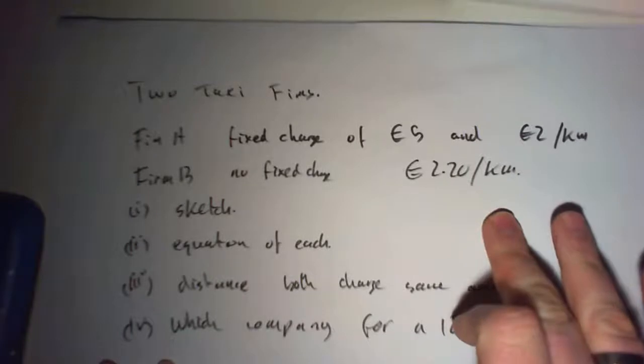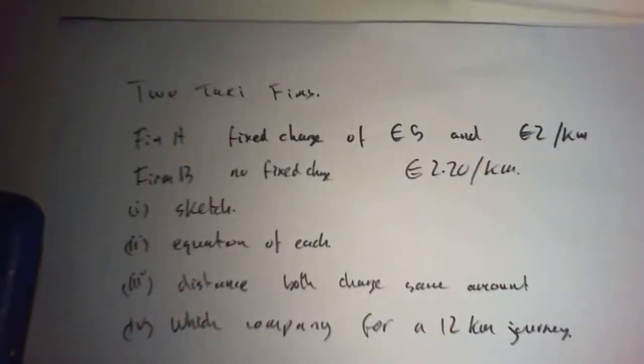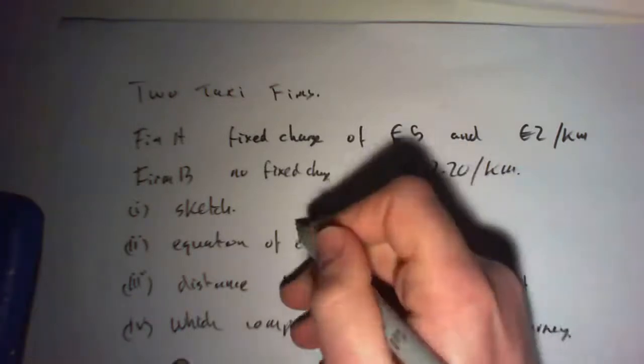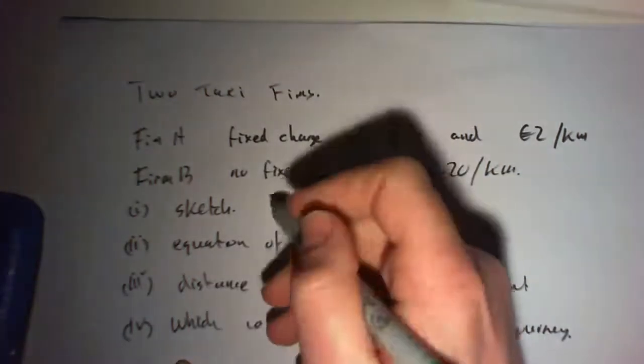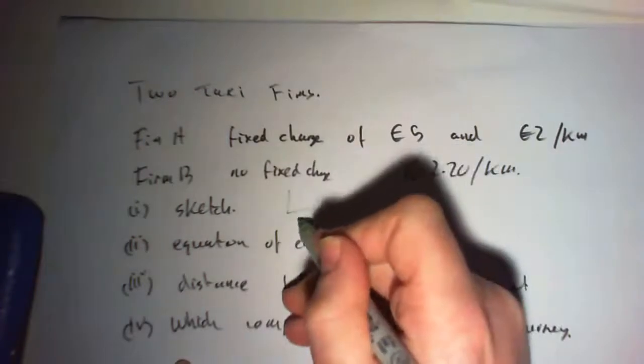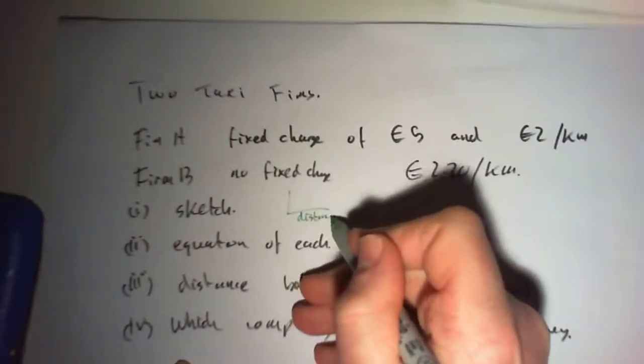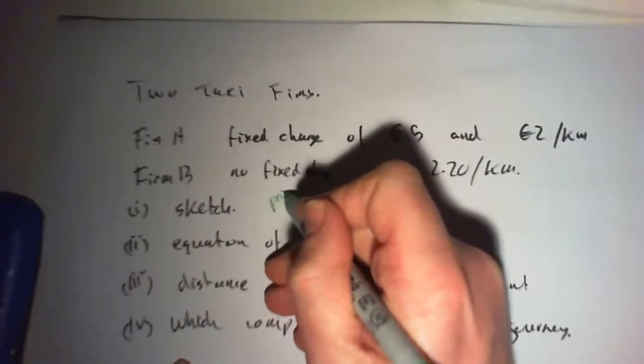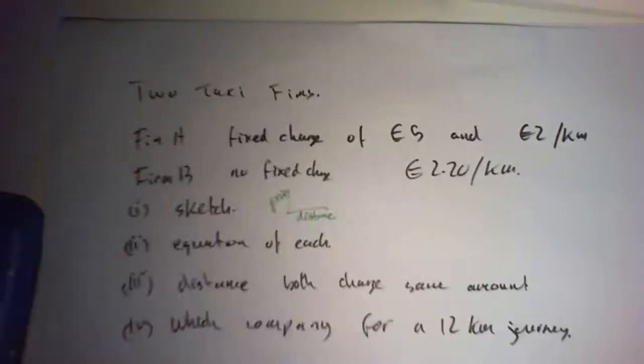We're going to sketch the graphs. What we will do with regards to sketching the graphs is we will put price on the y-axis and distance on the x-axis, because the distance determines the price, the price doesn't determine the distance, if you know what I mean.